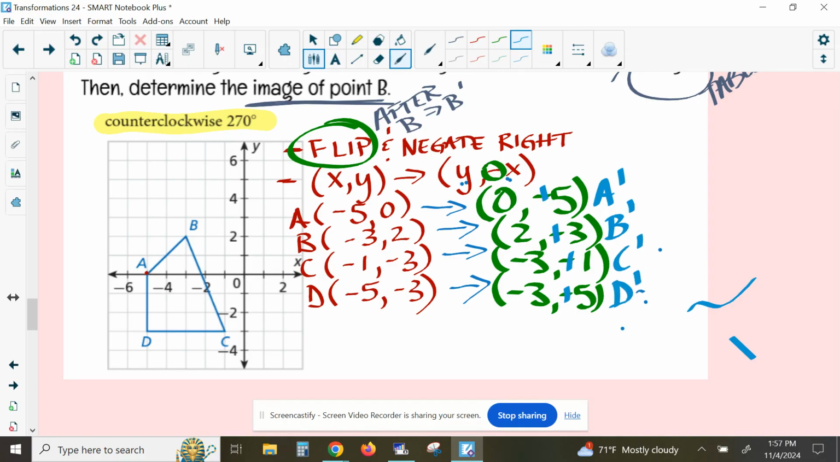And I should be able to put all of those green points on the graph. And I should end up with a shape that is congruent to my first one. So let's go ahead and put all these points on the graph and see if we end up with a shape that's the same.